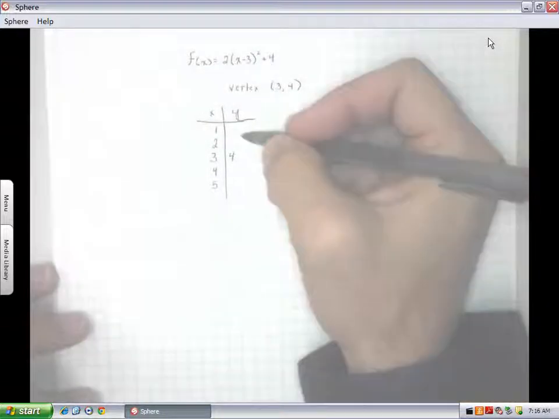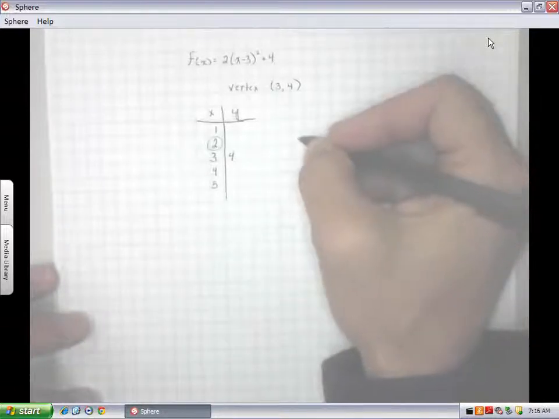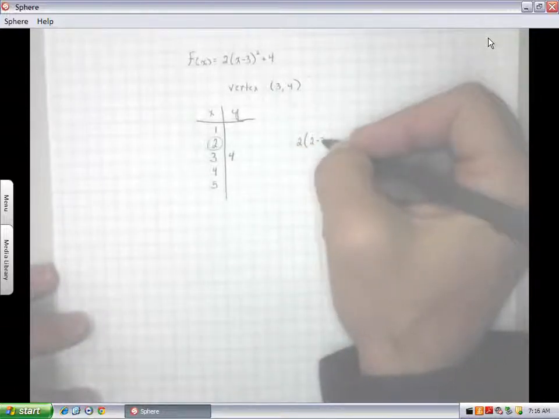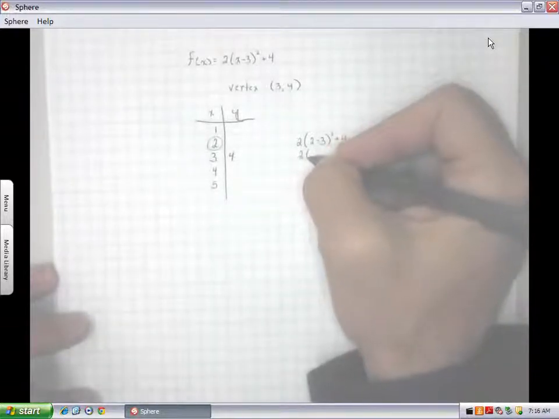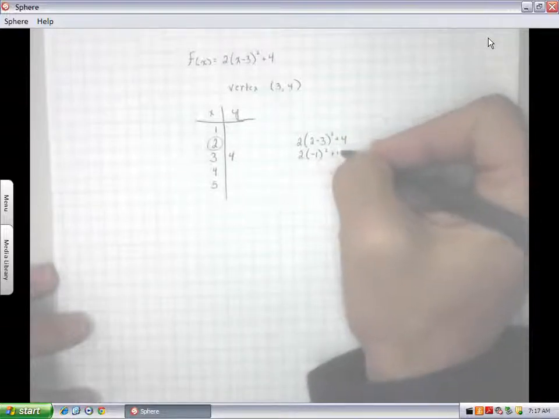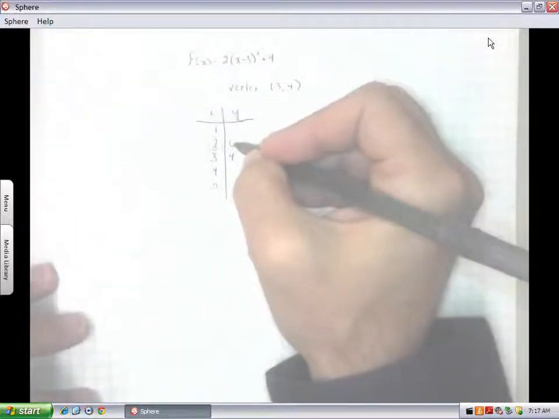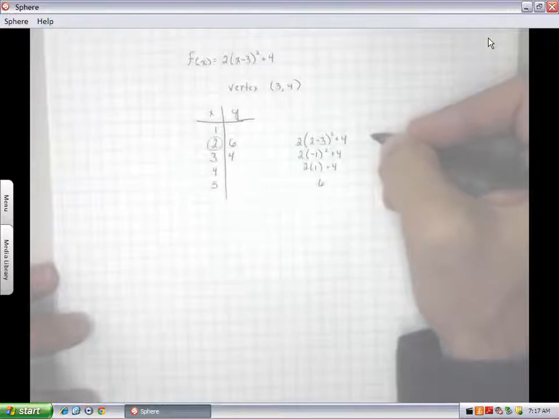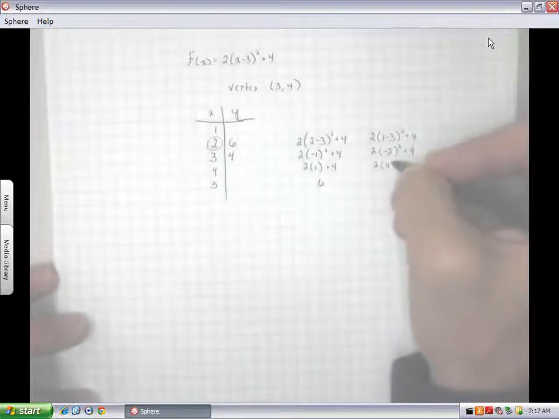Now, to find the y's, I'm going to take at least 2 of these x's and plug them into the original equation. So 2 times 2 minus 3 squared plus 4. Order of operations: 2 times negative 1 squared plus 4. That's 2 times 1, plus 4, which gives me 6. So I'm going to fill in a 6 there. Let's do the same thing now with the 1. 2 times 1 minus 3 squared plus 4. That's 2 times negative 2 squared plus 4. It's 2 times 4 plus 4, which is 8 plus 4, which is 12.